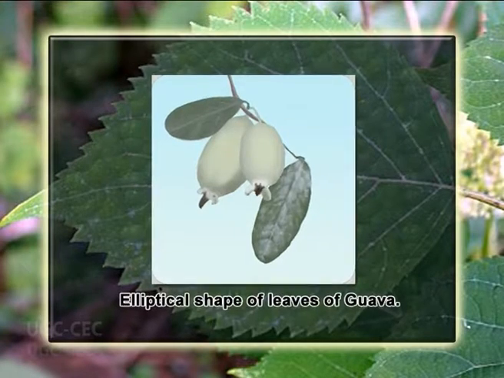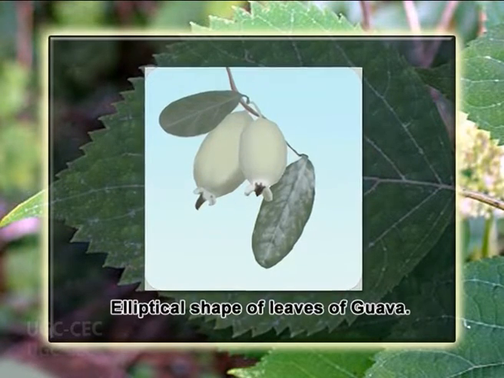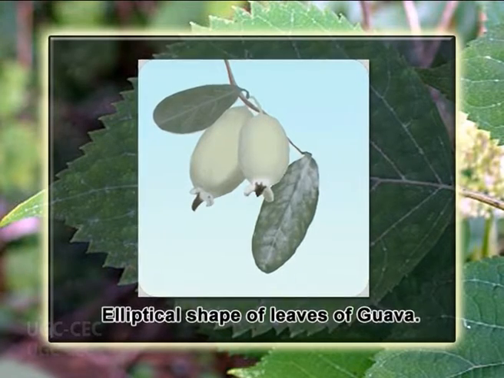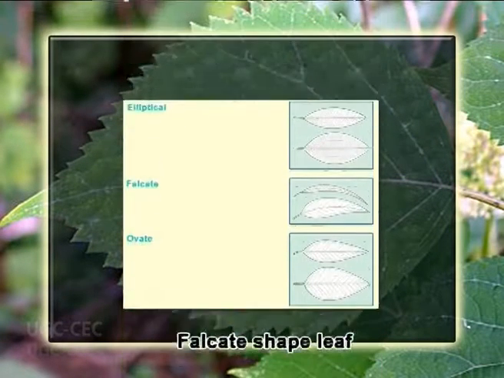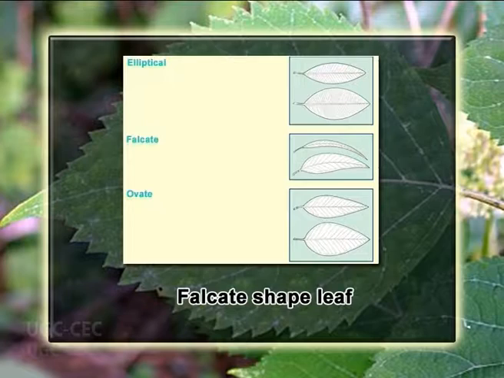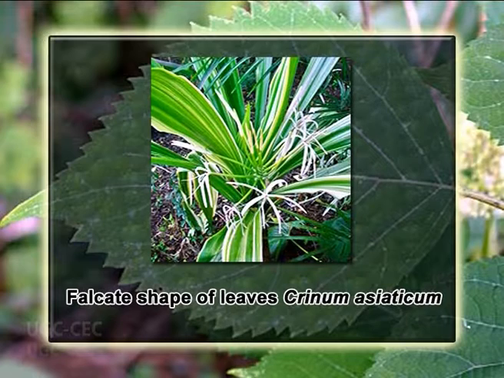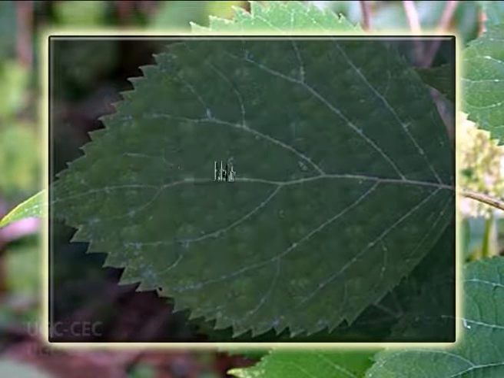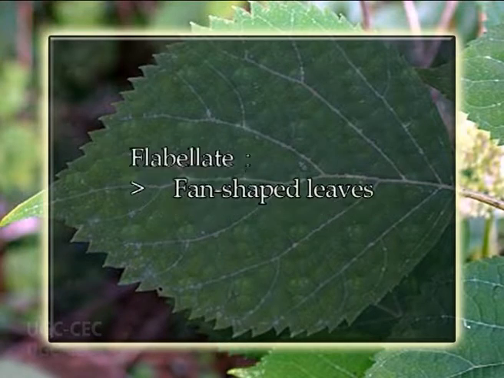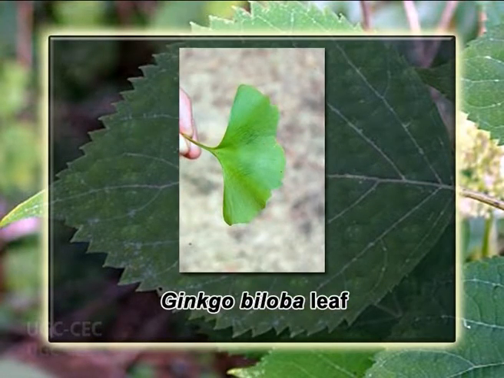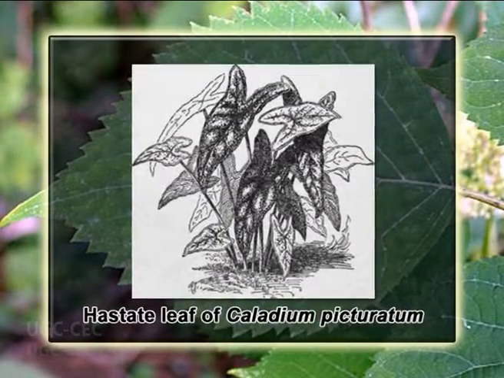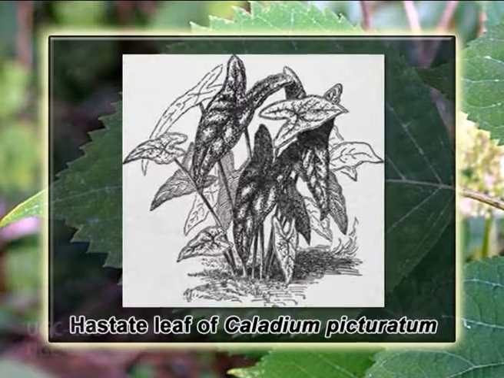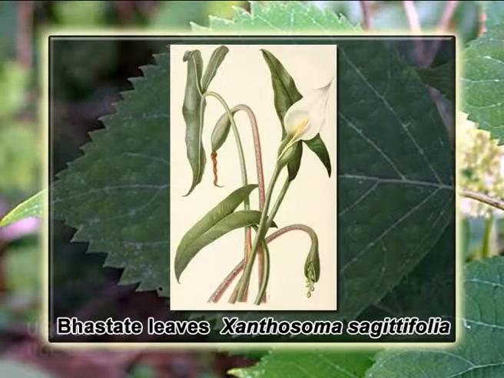Then elliptical, these are oval in outline, narrow to rounded ends and widest at or about the middle. For example, we have leaves of guava. Falcate, that's hooked like a sickle or beak of a falcon. For example, Crinum asiaticum. Then flabellate, fan-shaped leaves. For example, Ginkgo biloba. Then hastate, that's shaped like an arrowhead and with the basal lobes pointing outwards. For example, Caladium species, Xanthosoma sagittifolium.